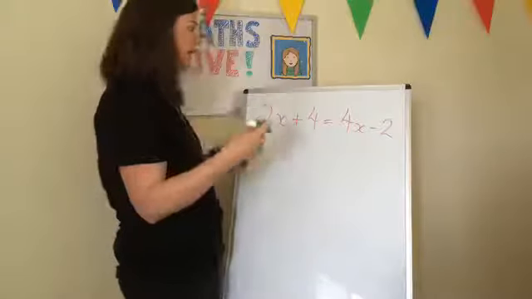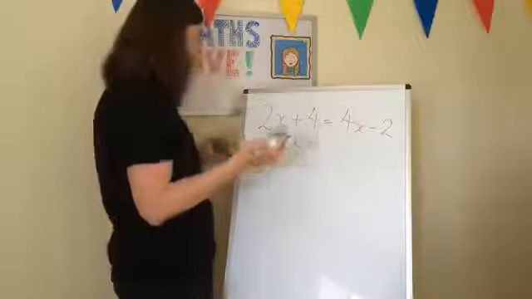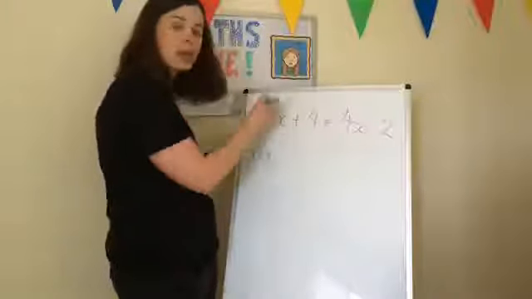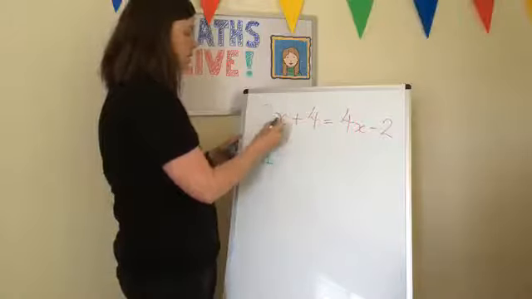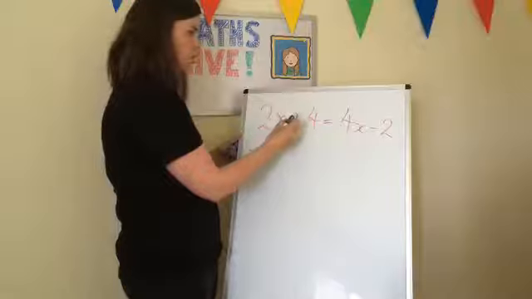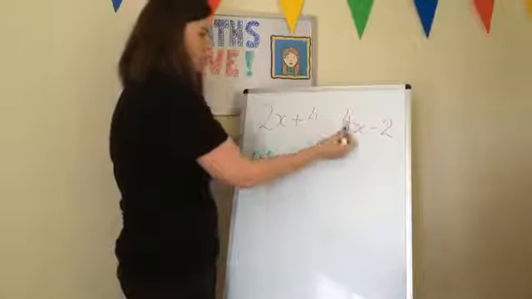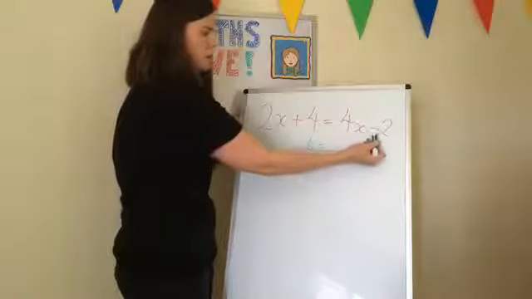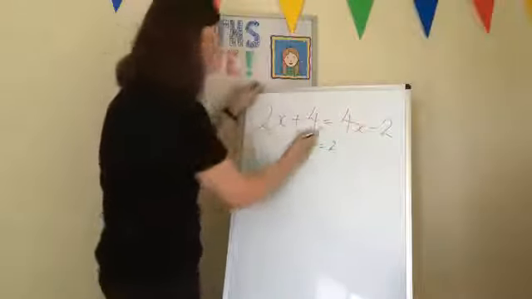Start slowly. So you're putting in what the value is and seeing if it works. Let's say, right, let's try x is 1. So you input that in. If x is 1, that will be 2 times 1 is 2, plus 4, that will be 6. And then if x is 1, 4 times 1 is 4, take away 2 is 2. So it's not equal, so x is not 1.